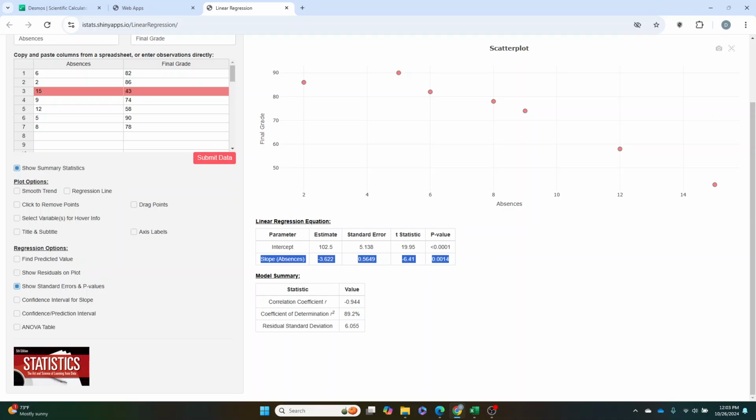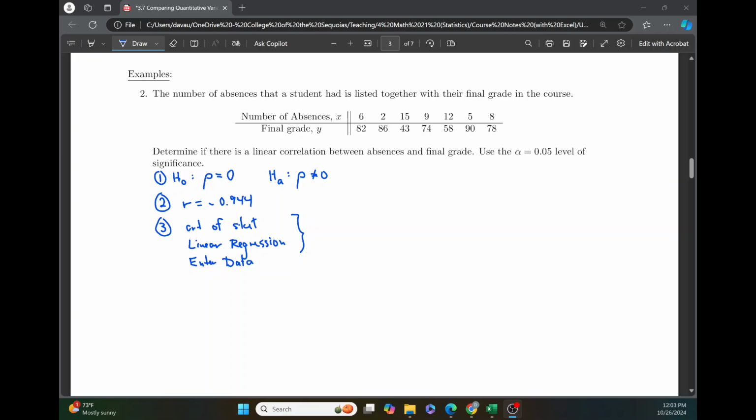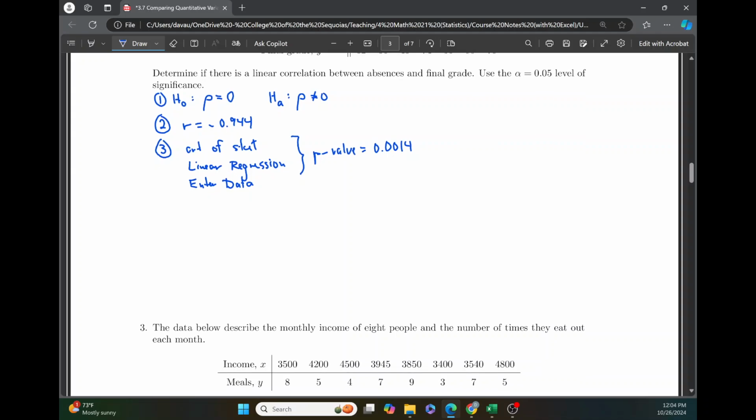Let's write that down. So our p-value is 0.0014. Okay, we can use that p-value now to make a decision. We would say 0.0014 is less than 0.05. So reject the null hypothesis.